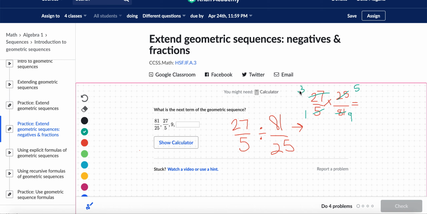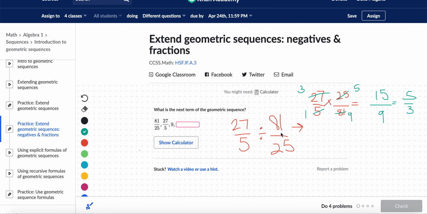So now I can multiply across. 3 times 5 is 15. And 1 times 9 is 9. And I can actually even simplify further. If I divide by 3, the bottom becomes 3, right? And the top, if I divide it by 3, becomes 5. That means that to go from 81 over 25, I'm multiplying by 5 over 3, sorry, in order to get 27 over 5, and then to get 9.